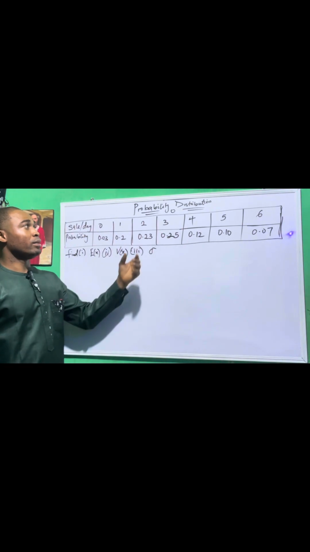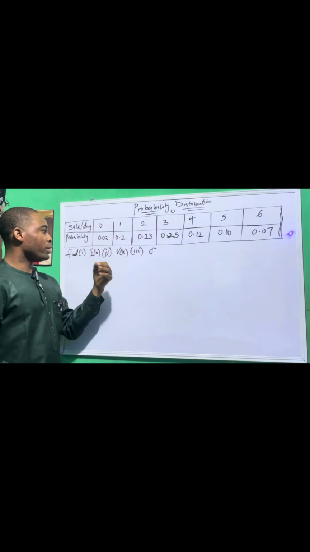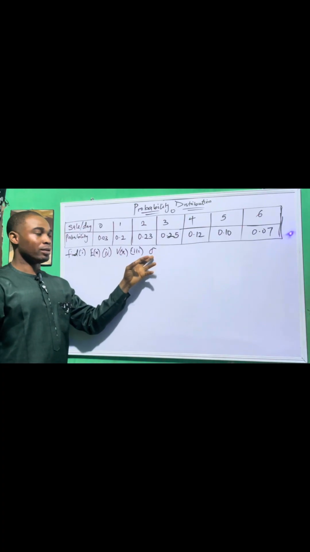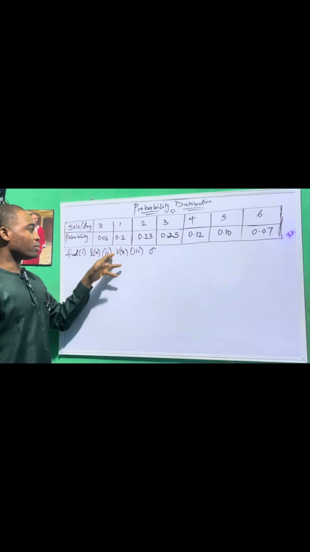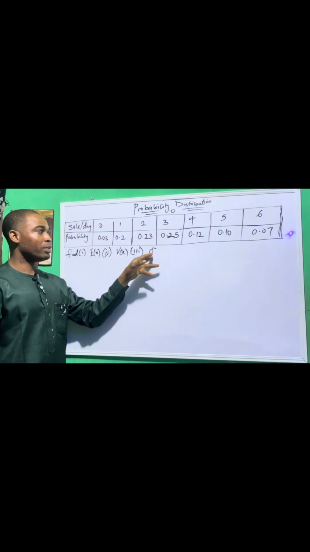Today we'll be examining probability distribution. Under probability distribution, we'll be looking at the expected value of x, the variance of x, and sigma. The expected value of x means the mean of the probability distribution, the variance is the variance of the probability distribution, and sigma stands for the standard deviation of the probability distribution.